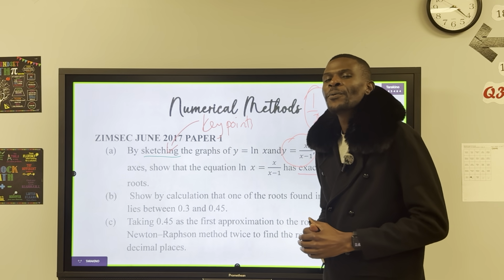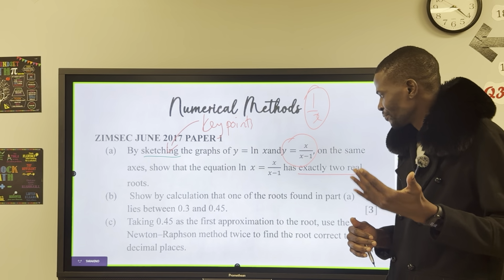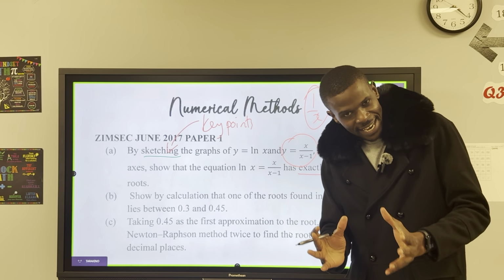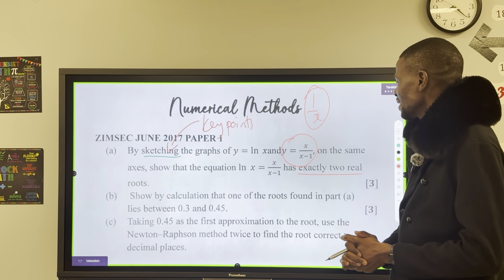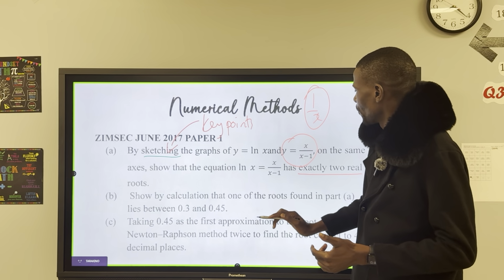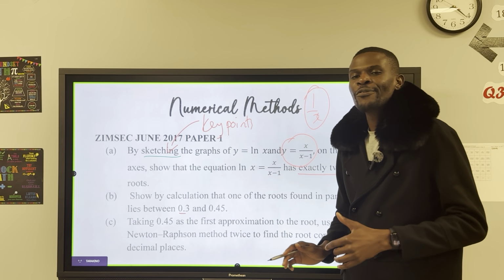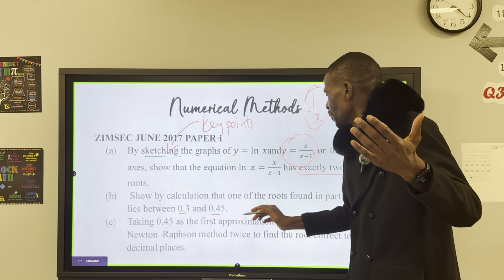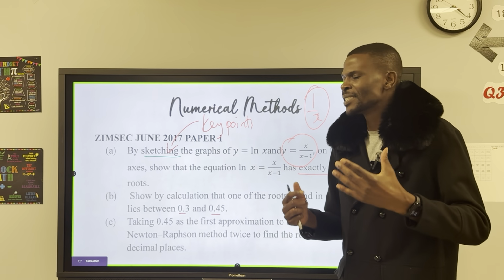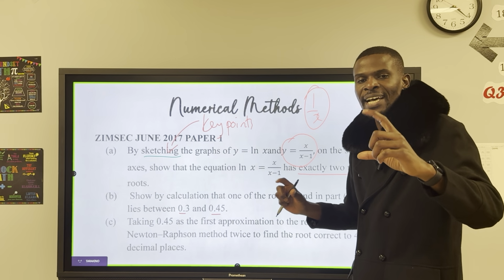Okay, then moving on to part B. So on part B, we are using the intermediate value theorem, which is the sign change method. So in this case, into our function, we plug in 0.3. If we get a positive, then when we plug in 0.5, we get a negative. It means the graph is continuous between that and we have a solution.